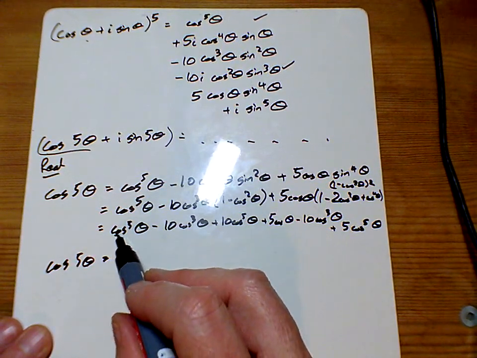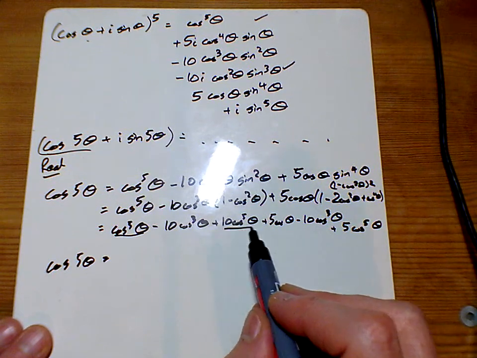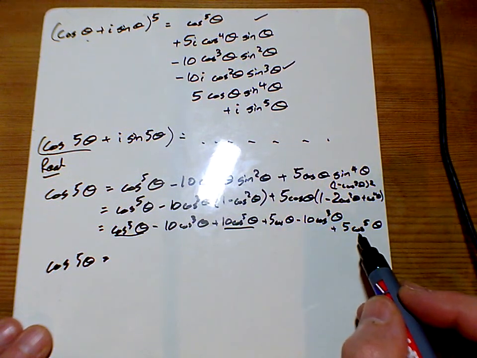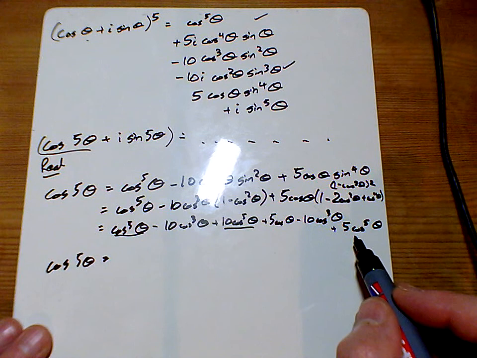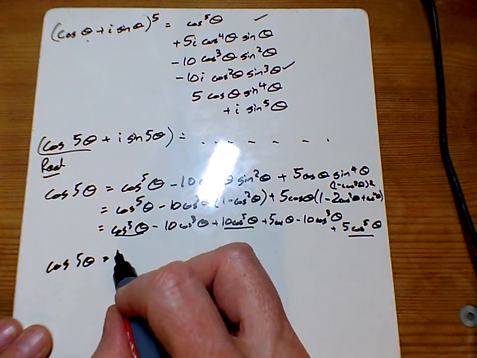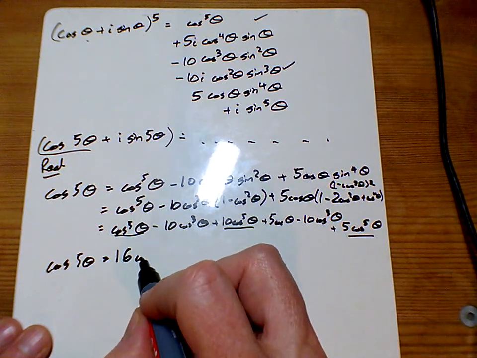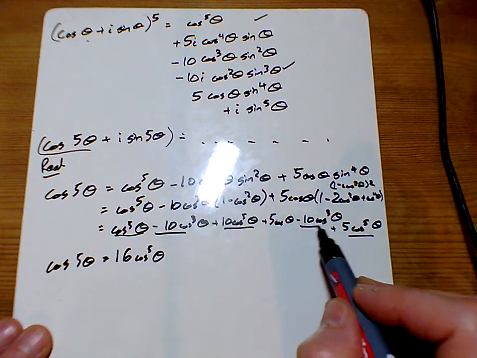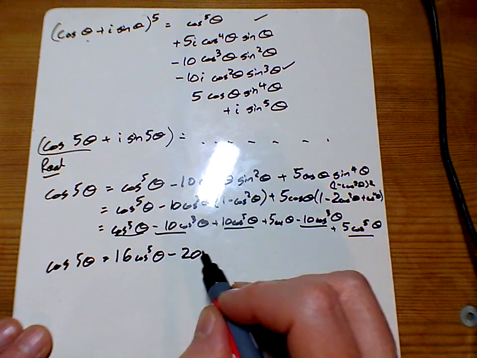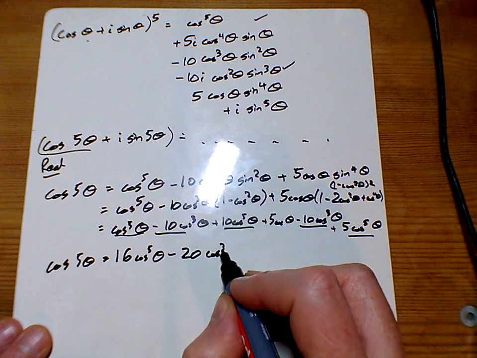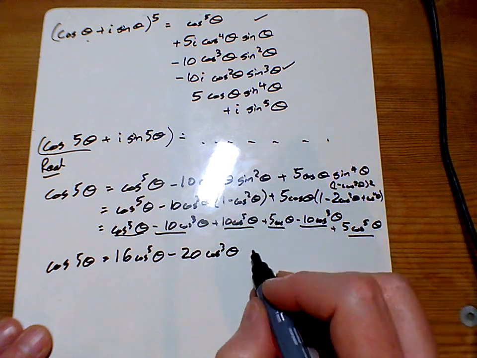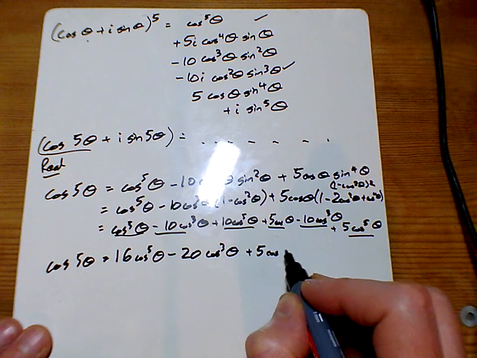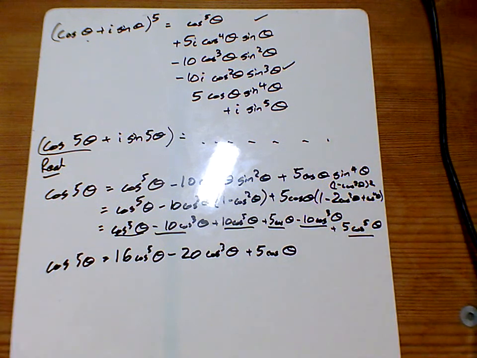So I've got some cos to the 5s there, 1 and 10, and another 5 of them there, so that's 16 cos to the 5 thetas. That's what we wanted. We should have minus 20, we do, minus 20 cos cubed thetas, and finally just the 5 cos thetas on the end there. So there's part A, just the same thing as we've done before.